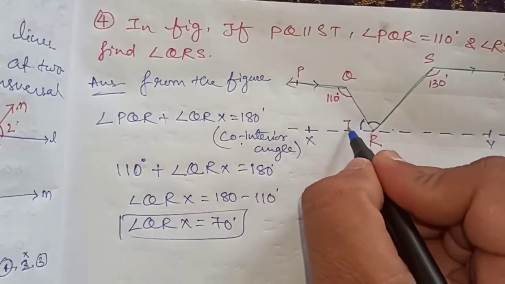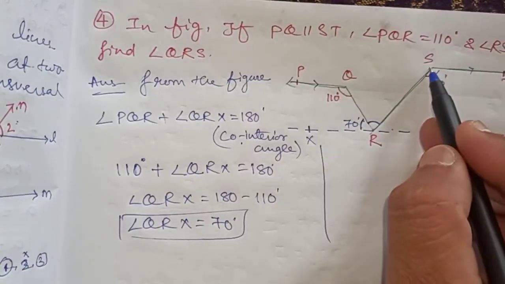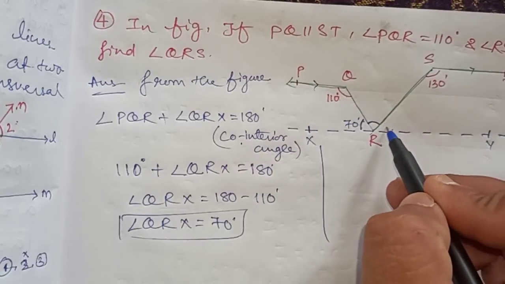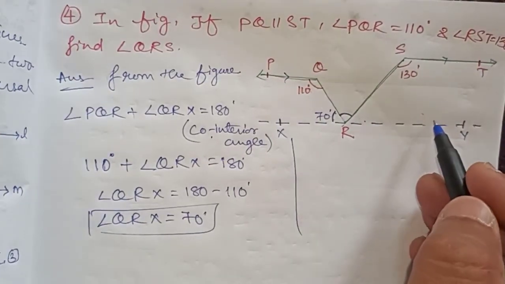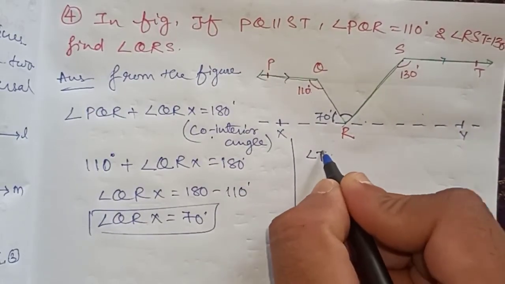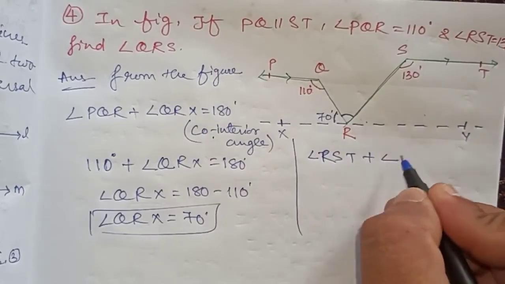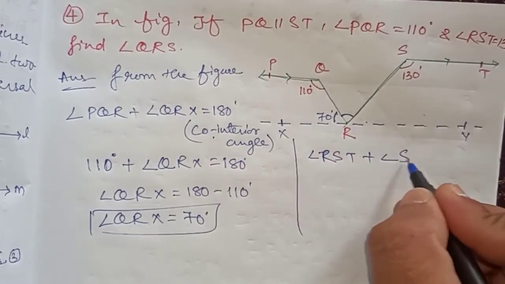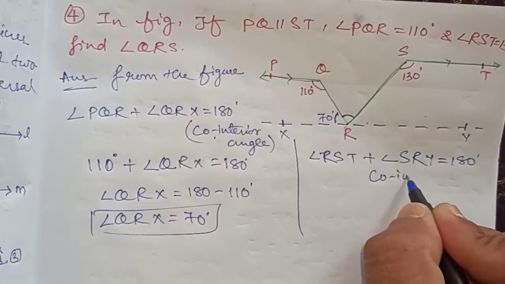Angle QRX, how much did we get? This is 70 degrees we got. Similarly, this angle plus this angle is 180 degrees, again co-interior angle. So angle RST plus angle SRY equals 180 degrees. Co-interior angle.